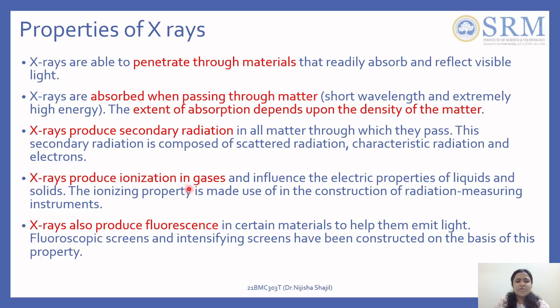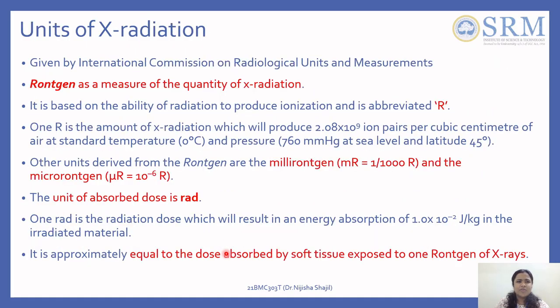Then X-rays produce ionization in gas. So imagine I'm illuminating a gas with X-rays. In that case, they can create ionization, split the ions. They can influence electrical properties of liquids as well as solids. Because they are ionizing, they can create charges. Then X-rays also produce fluorescence, a very important property for diagnosis, which means that they can emit light. So if you have a dark place and you put X-rays, they can glow. These are the important properties of X-ray.